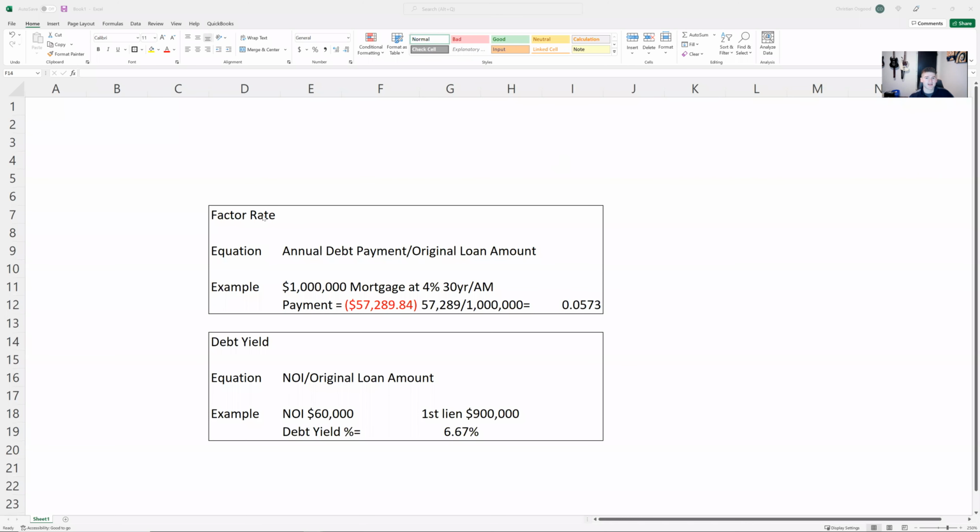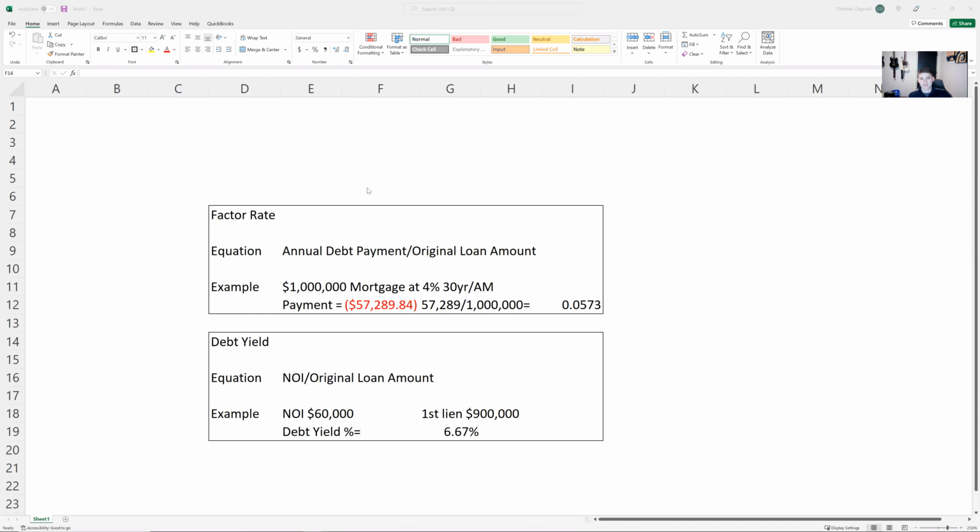Share my screen here. We're looking at a couple things. We're looking at what's called a factor rate when we're looking at mortgages, and then we're going to look at debt yield. Now, if I told you there's a situation, you have the opportunity to borrow money at 4%, and you're going to earn 5% on your money, I'd ask you, would you cash flow in that situation?